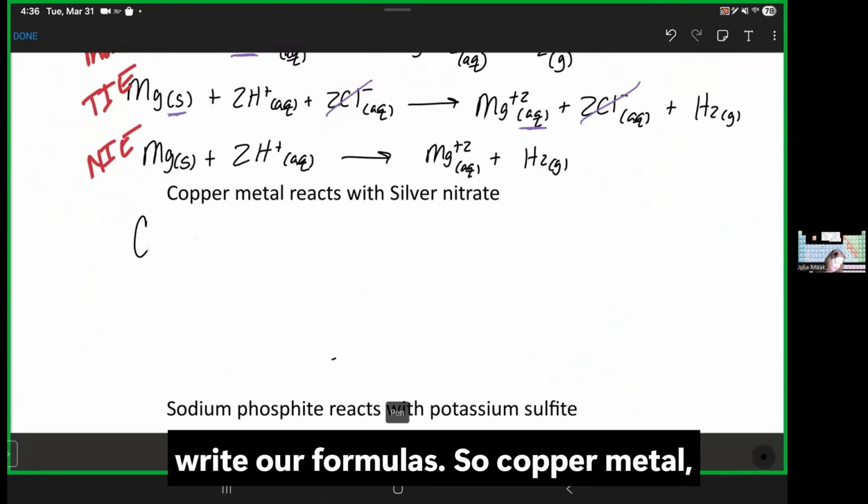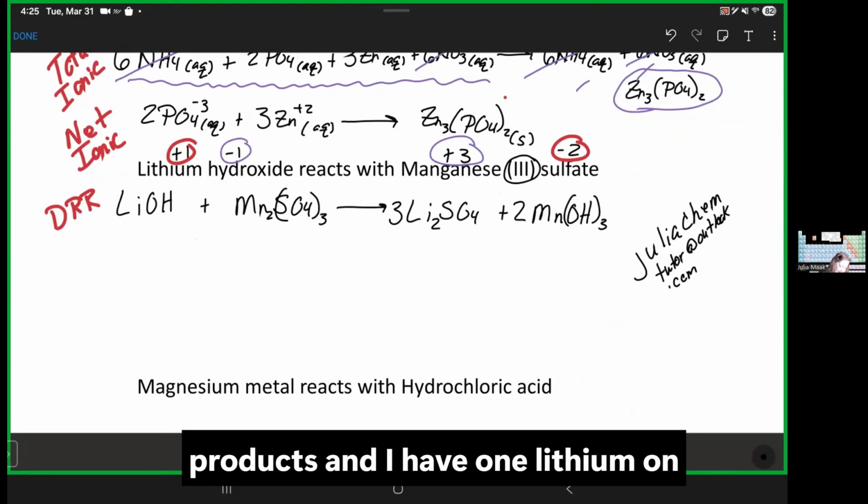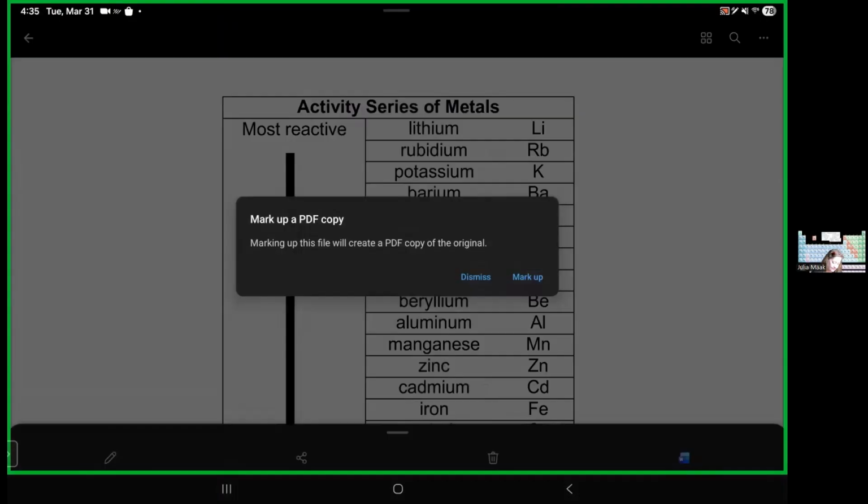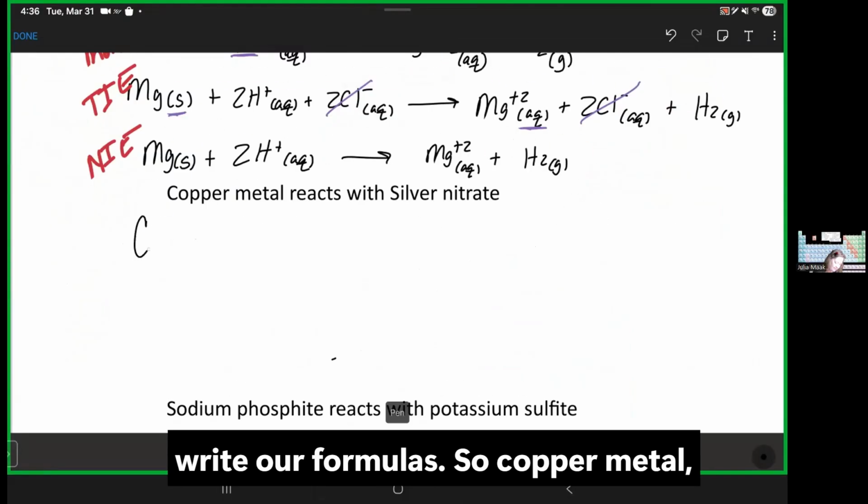Now I'm going to put my states in. We already said a metal sitting there by itself is a solid, so copper is a solid. If we look at our absolutes up here, nitrates are soluble no matter what. So both of those nitrates are aqueous. And silver metal is a solid. Okay, so now I have my entire balanced equation with the states in there.